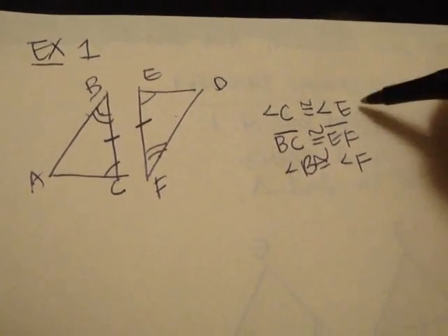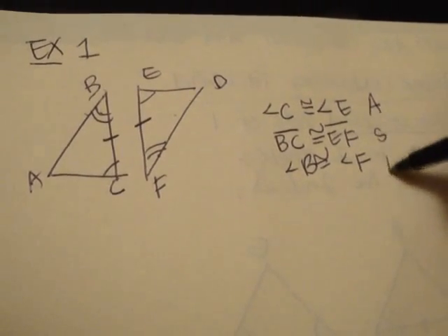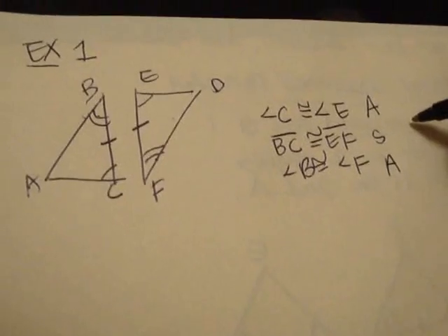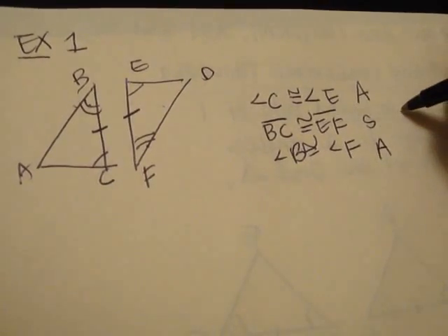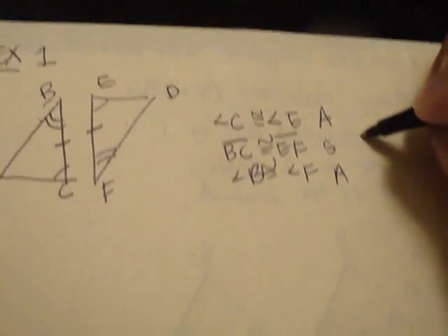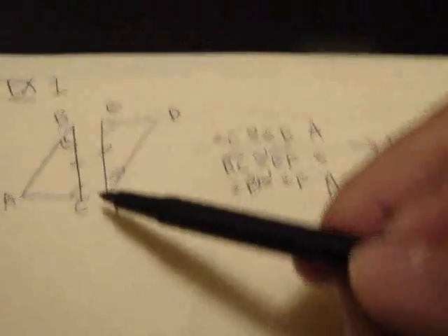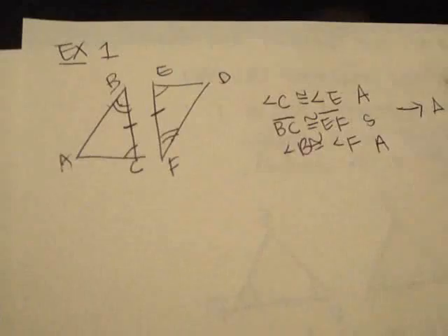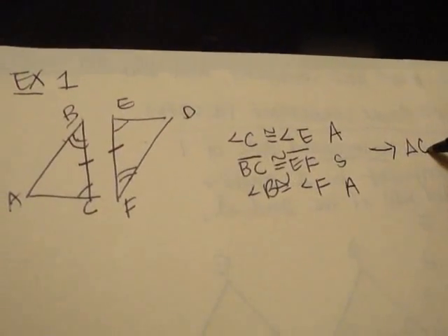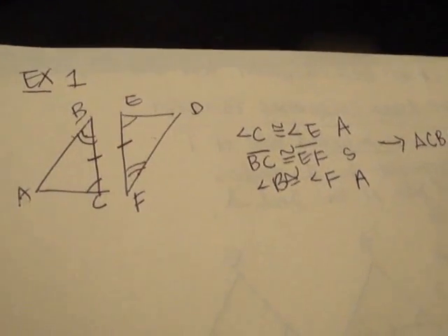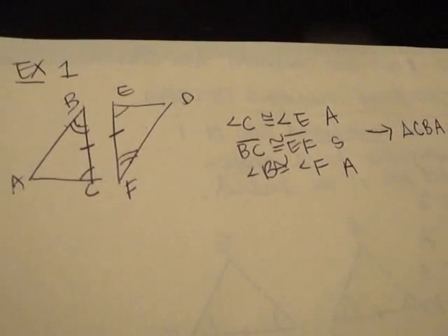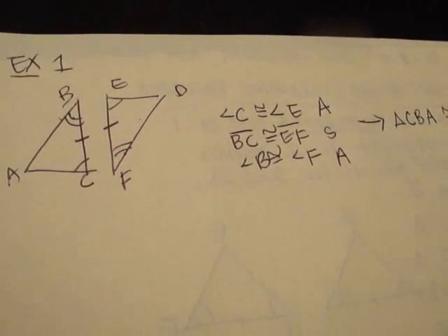And because of angle, side, angle, we know that triangle, and I'm going to make sure to match up the corresponding parts, so triangle CBA is congruent to triangle EFD.